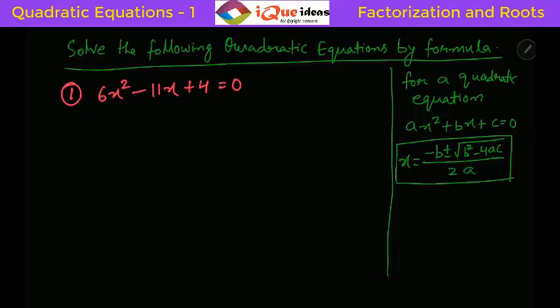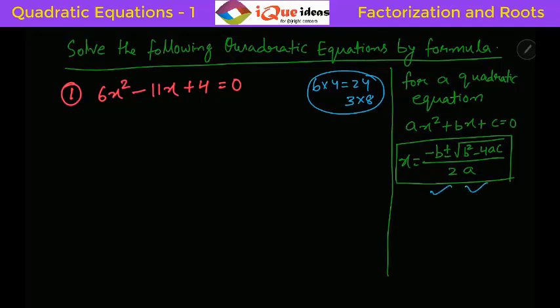Now we will take some quadratic equations and solve them by the formula. In this first question, I've deliberately taken a question where factorization is possible. As you can see, 6 into 4 is 24, and by adding them we should get 11, so it is 3 into 8. So here factorization is possible, but we'll still go ahead and apply the formula just to see whether the formula is applicable or not.